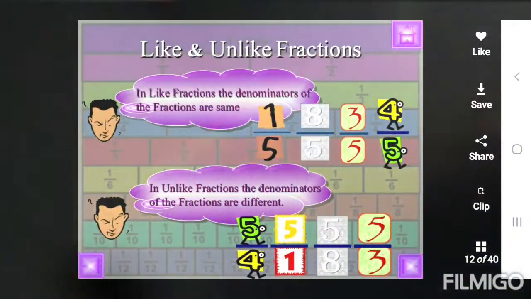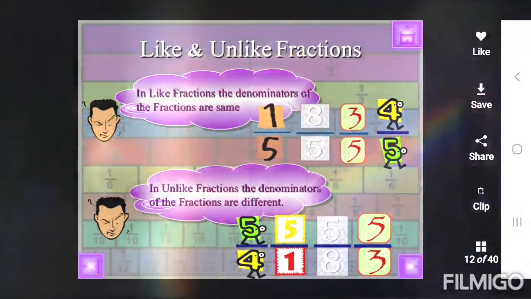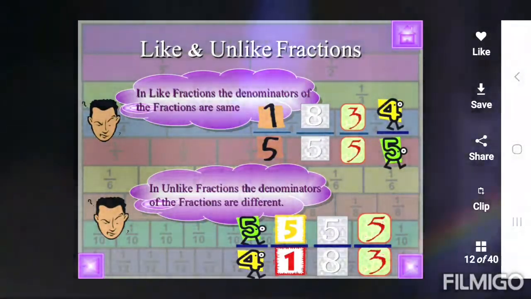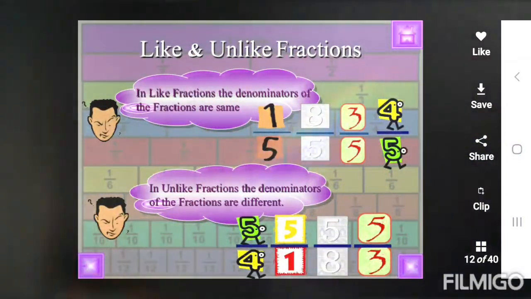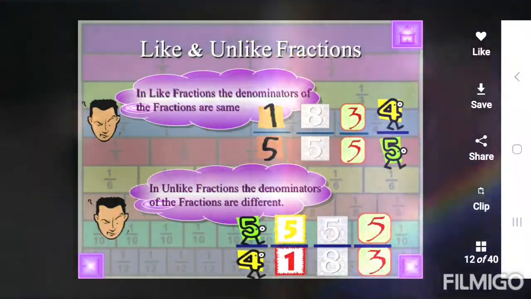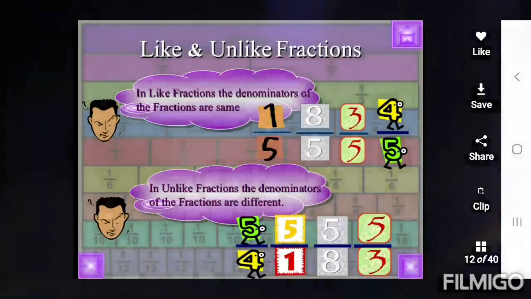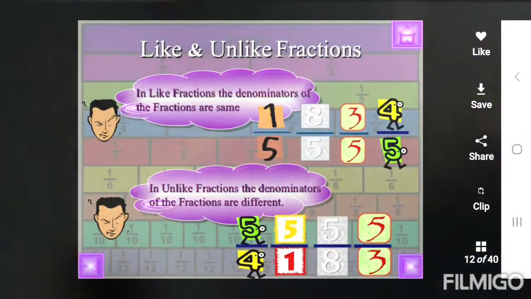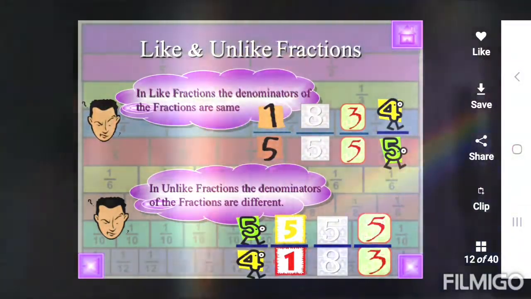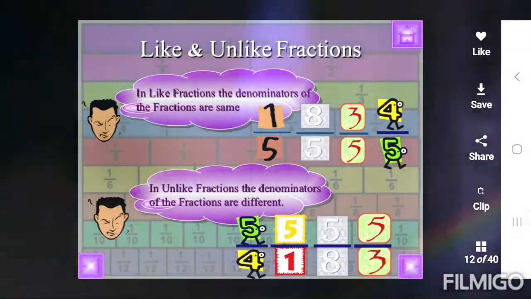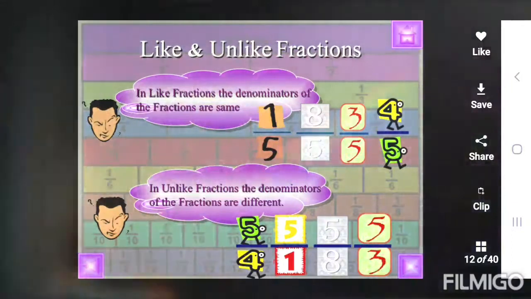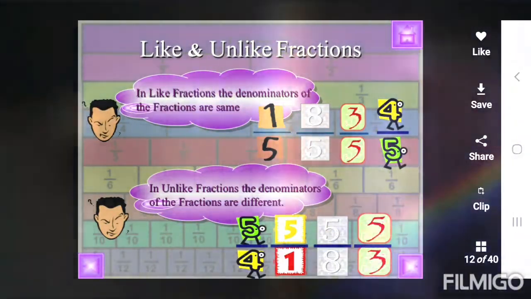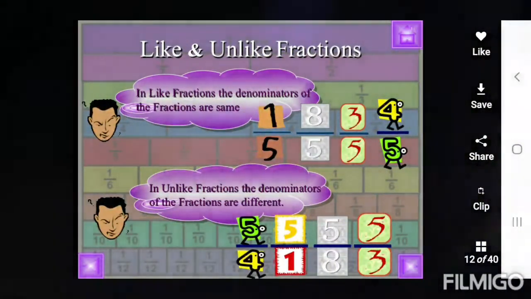Like and unlike fractions. In like fractions, the denominators of the fractions are same. So here 1 upon 5, 8 upon 5, 3 upon 5, 4 upon 5. So all the denominators are 5 of the given fractions. So these are known as like fractions. What are like fractions? Fractions having denominator as same are like fractions.